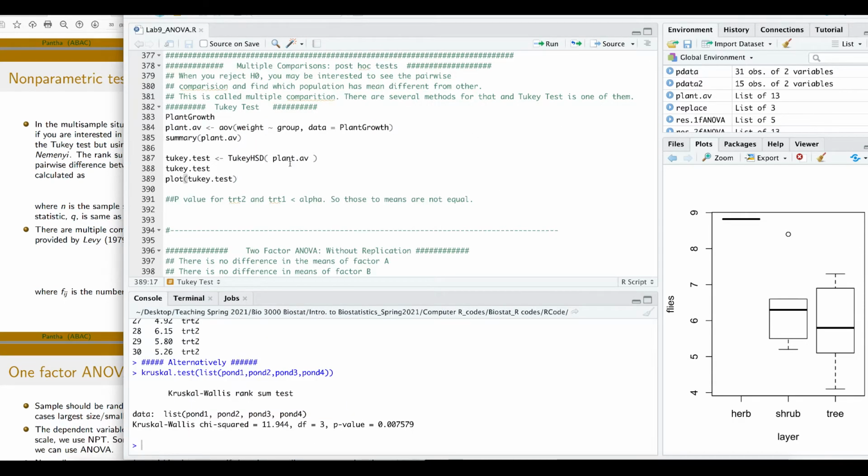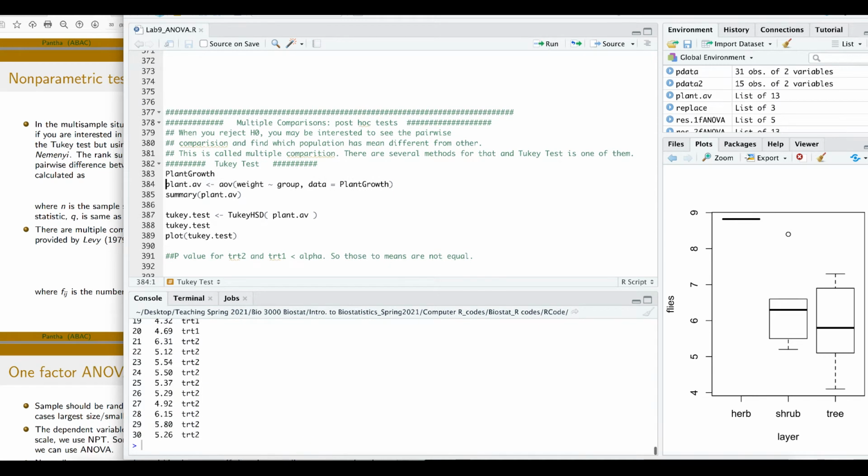So what I'm going to do here is take a plant growth example. In one column are the weights of the plant, and in another column is the group. There is a control group, a treatment 1 group and a treatment 2 group. There are 3 groups, right? So you want to test whether the mean plant growth, or the weight of the plant, is different among these groups: control, treatment 1 and treatment 2. That's what we are doing. plant.av is just what I named the analysis of variance, which equals aov, weight versus the group, right?